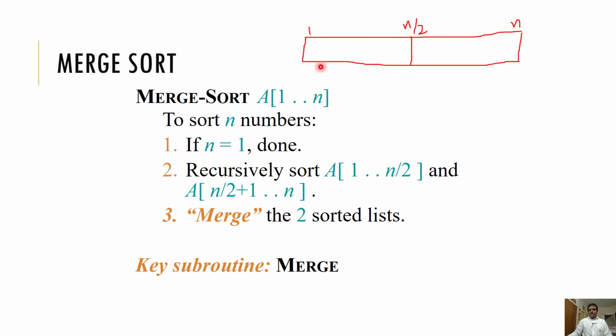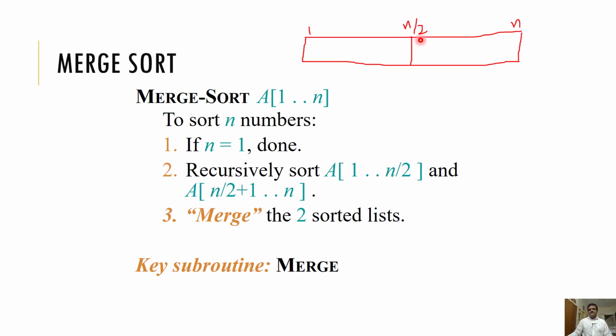And once we have a solution of this, so this subarray is sorted and this subarray is sorted, then we call a merge subroutine, which will take this subarray as an input, and which will give us a sorted whole array. That merge subroutine we will discuss soon. Before that, let us just discuss what is going on over here.